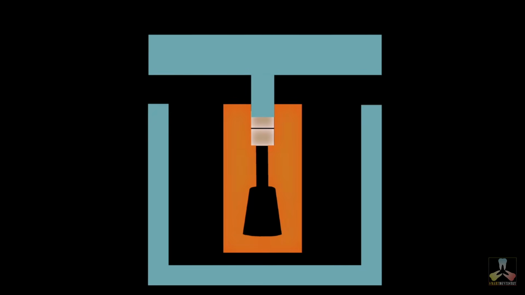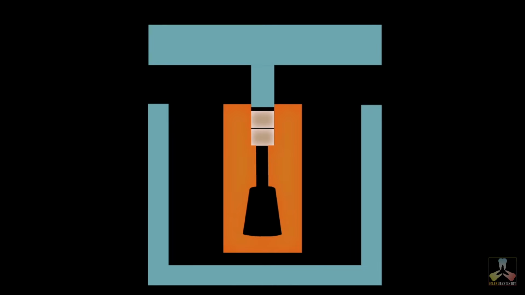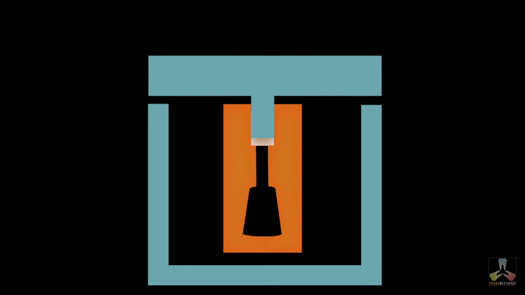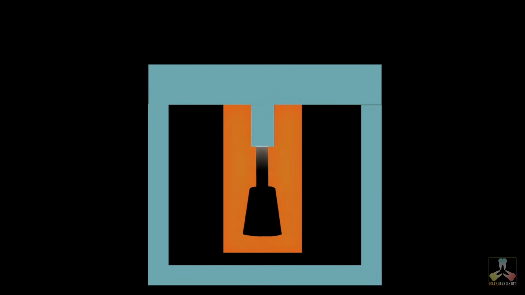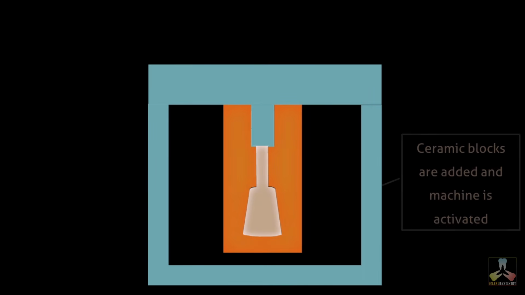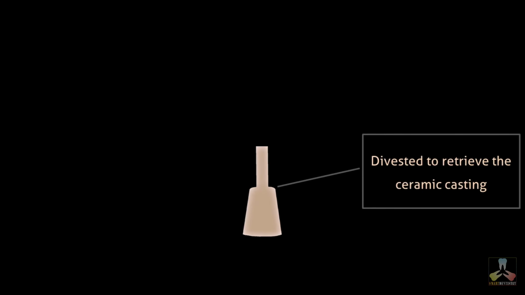The machine is then activated. Once the specified temperature is obtained, the ceramic blocks will melt. At the same time, the pressing machine will press the molten material into the mold space. The investment is allowed to cool to room temperature. Divesting is done by careful sectioning of the investment and with the help of sandblasting. Excessive force should never be applied.